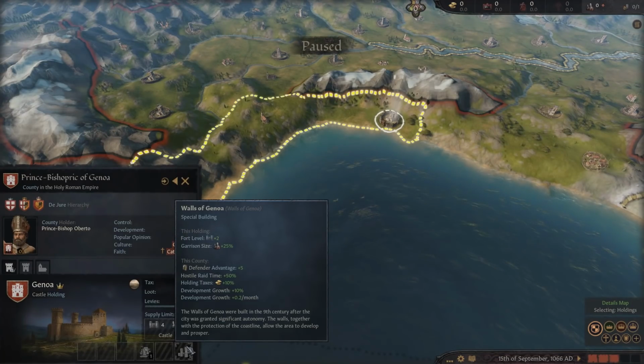For the county, defender advantage of plus 5 for your commanders there. Hostile raid time, plus 50%. Holding taxes, plus 10%. Development growth, plus 10%, as well as plus 0.2 per month. So another powerful one in Italy that's also hard to take because, again, fort level, garrison size, and the defender advantage for a commander in the county at that time.